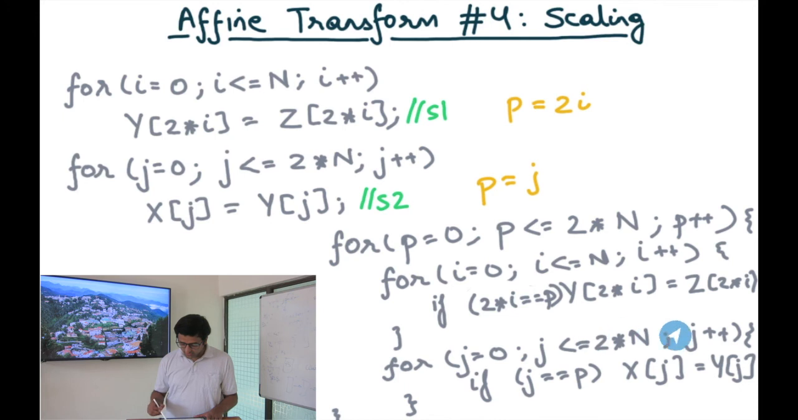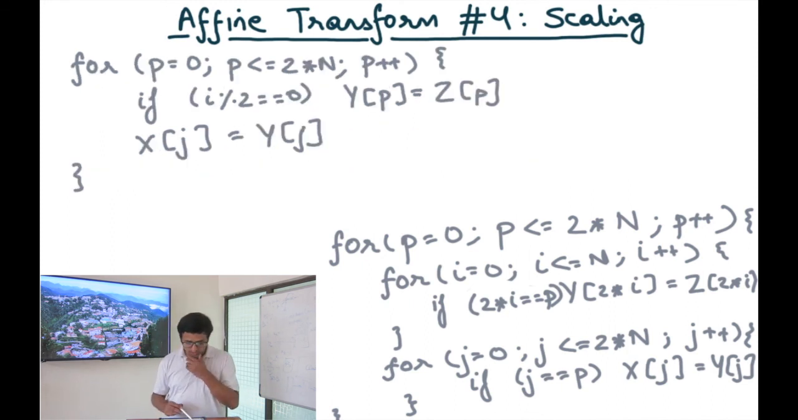Similarly, if I look at the second loop, it's for j equals 0 to 2n, j plus plus. If j equals p, xj equals yj. Now, in this case, it's very easy to see that only one of the iterations, when j equals p, is going to execute. So I can just replace this whole loop with just saying if j equals p, and in fact I can remove the condition and instead say xp, because I'm iterating over all possible j, so I just set j to p and use xj equals yj, and then I can do copy propagation, just say xp equals yp.